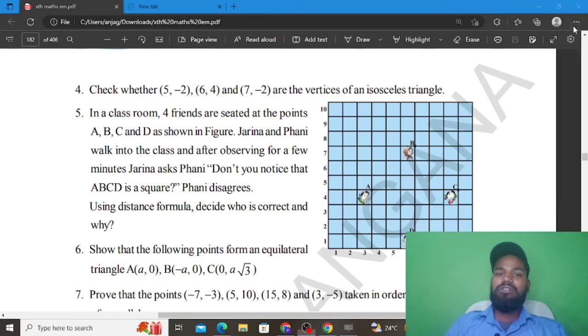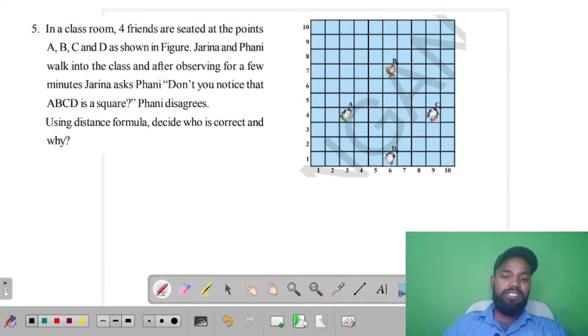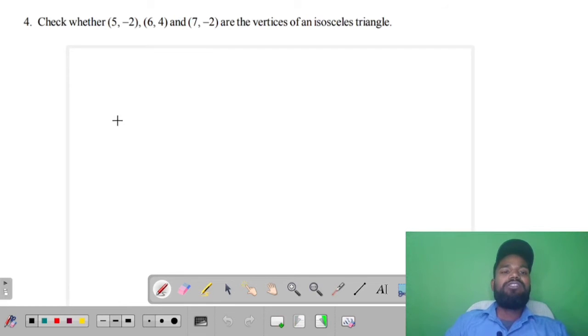Now see the fourth question. What is the fourth question given? The fourth question is to check whether the points are vertices of an isosceles triangle or not.